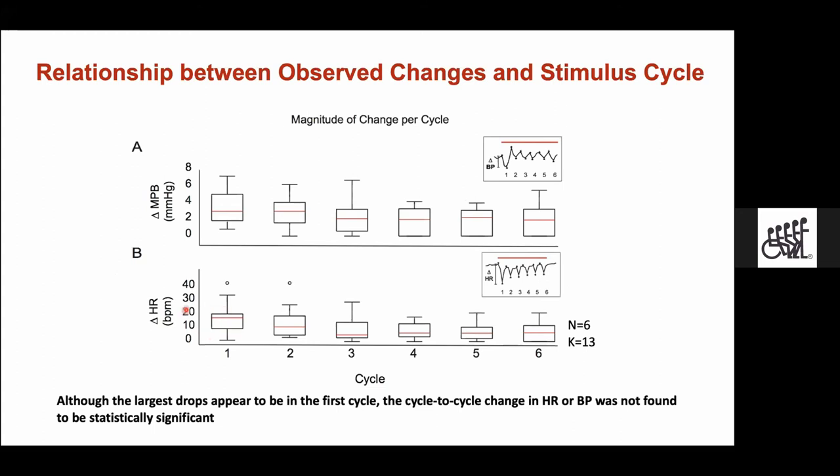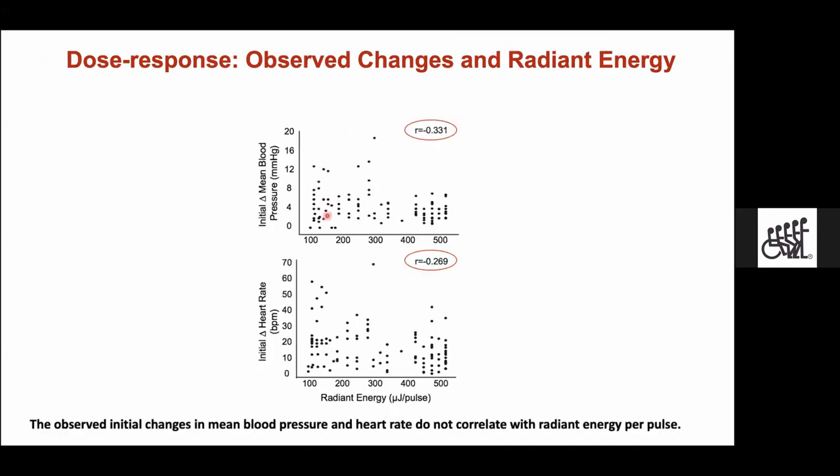So we get heart rate changes anywhere from 10 to 50 or 60 beats per minute. And then the blood pressure changes range anywhere from 2 to 3 millimeters of mercury to 8, 10, and in some cases, 12 or 15 millimeters of mercury. So we get a pretty high range of responses across both the heart rate as well as the blood pressure.